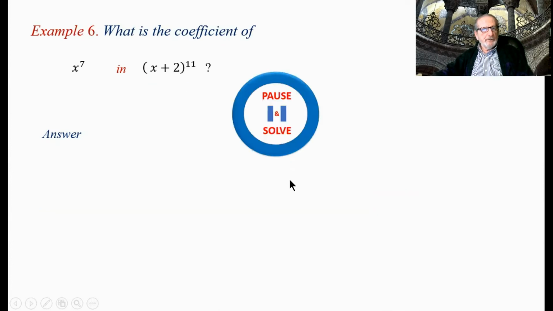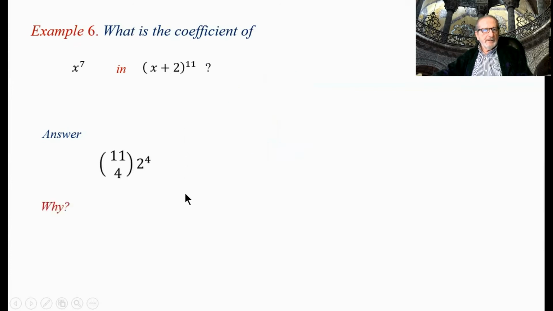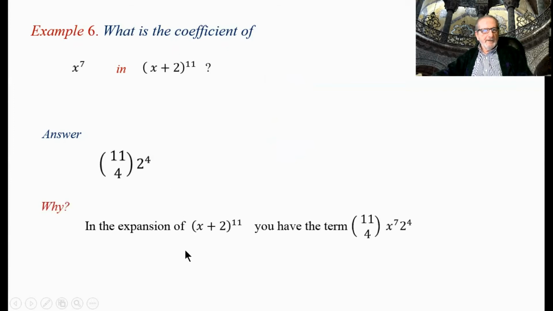Okay, on your own, what is the coefficient of x to the power 7 when you expand this? So pause, solve, and come back. All right, here you see that I don't have y, but 2 is really the y. 2 is my y. So the answer will be combination 11, 4, 2 to the power 4, because in the expansion of x plus 2 to the power 11, you have this term, 11, 4, x to the power 7, y, this 2 to the power 4. So this number here will be multiplied by this number to give you the coefficient.